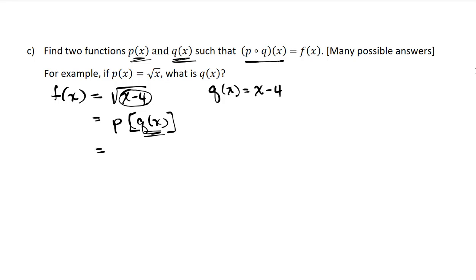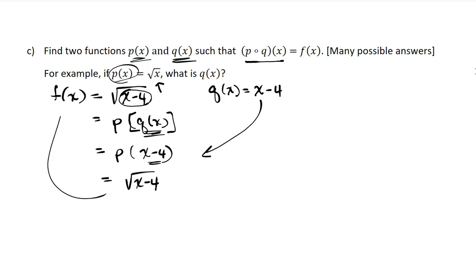So if we were to evaluate this, p of q of x, we would have p of x minus 4, and based on the function p of x, replace its argument now with the quantity x minus 4, which is the result of f of x. And therefore, that is one possible solution.